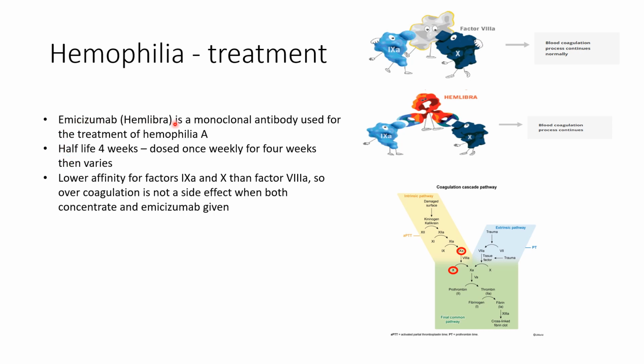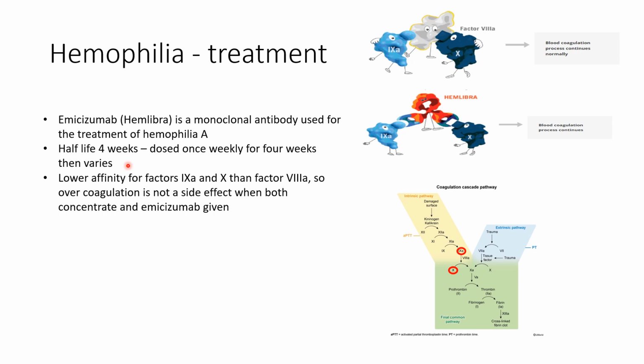So the half-life of it is 4 weeks. You dose it once weekly, subcutaneous injection. You do that for 4 weeks, once a week. And then that varies depending on your severity of disease. If you have basically no factor 8, then you would get it dosed more frequently. If you have partial, then you get the injection less frequently.